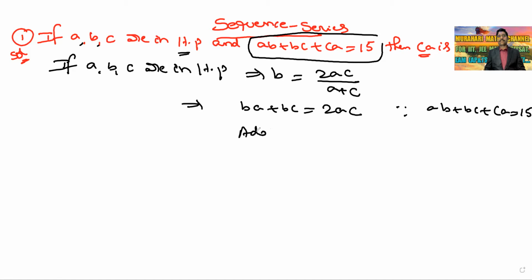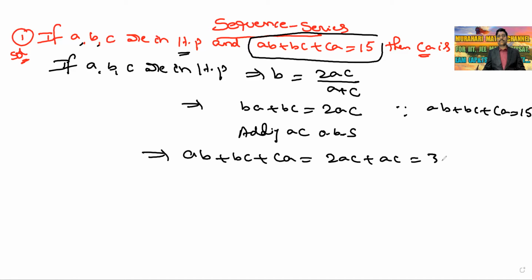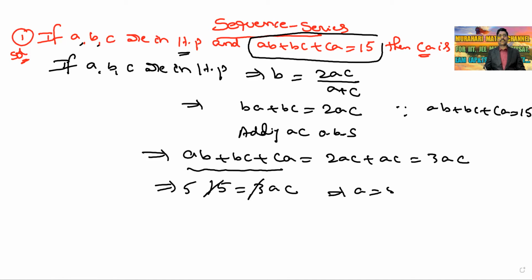Okay. Adding AC on both sides, it is going to be AB plus BC plus CA equal to 2AC plus AC. 2AC plus AC is equal to 3AC. But AB plus BC plus CA value from statement is 15. 15 is equal to 3AC. So 3 gets cancelled on both sides. Therefore, AC equal to 5. So what is the answer? AC or CA? Answer is 5.